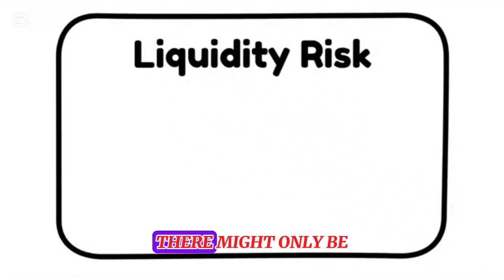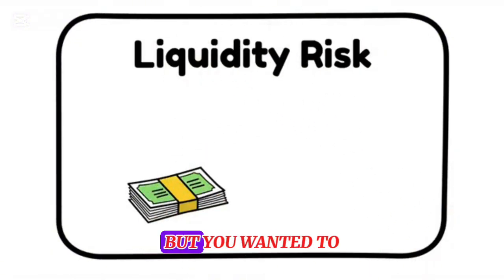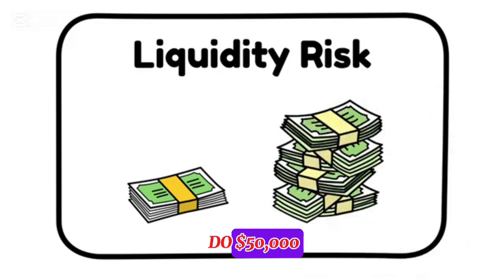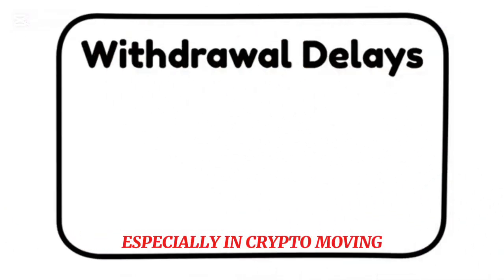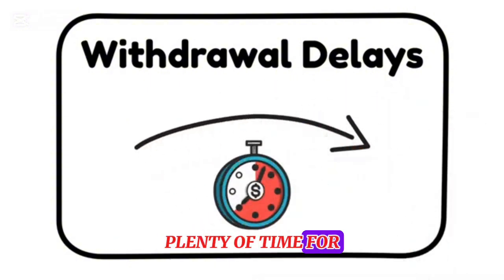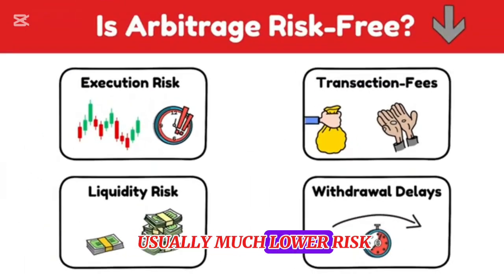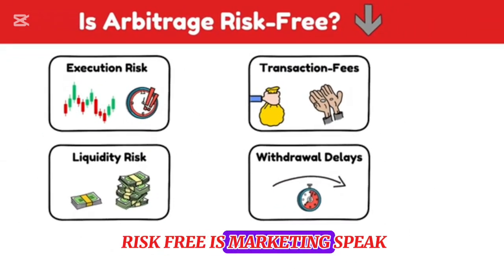Liquidity risk. There might only be $2,000 worth available at the good price, but you wanted to do $50,000. Withdrawal and transfer delays, especially in crypto. Moving coins between exchanges can take minutes, plenty of time for the gap to vanish. So yes, arbitrage is usually much lower risk than directional trading, but calling it truly risk-free is marketing speak.